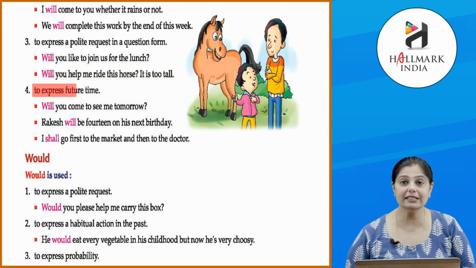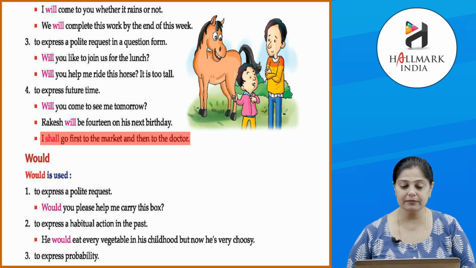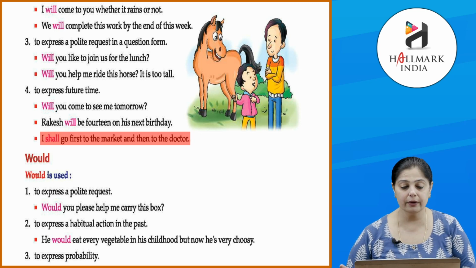To express future time: Will you come to see me tomorrow? Rakesh will be 14 on his next birthday. I shall go first to the market and then to the doctor. So, here we are using shall and will interchangeably.